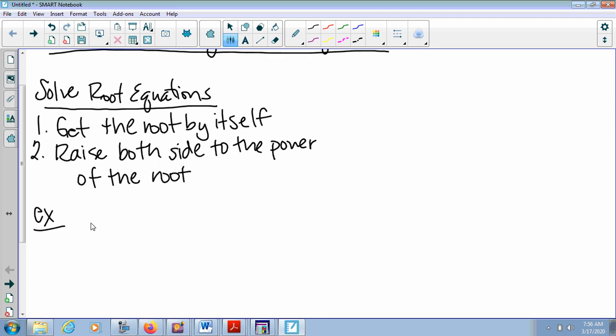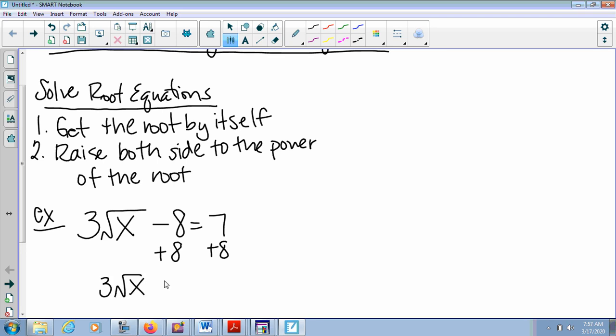So the first one, what if I had 3 times the square root of x minus 8 is equal to 7. At this point, I'm just trying to get the square root of x part by itself. So I'm going to have to move everything else to the other side. And once I'm done, I'll square both sides and be finished. Just like a regular equation, we've got to move this 8 first. So we're going to add the 8, and we end up getting 3 times the square root of x is equal to 15.